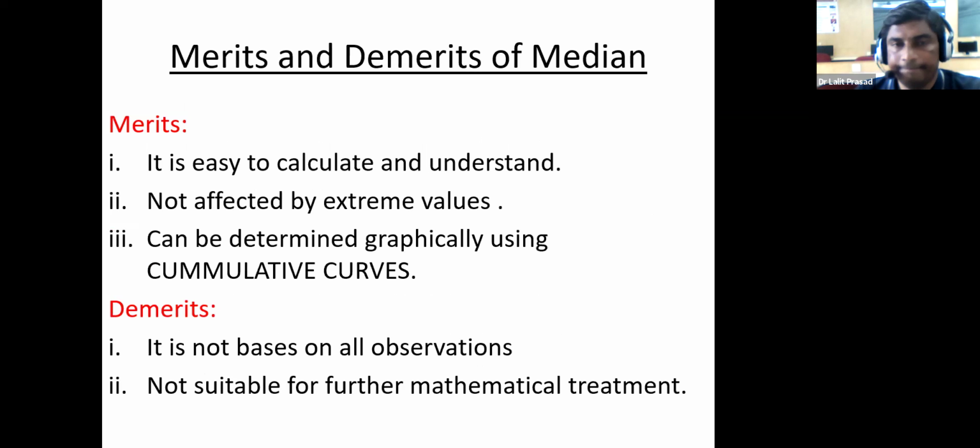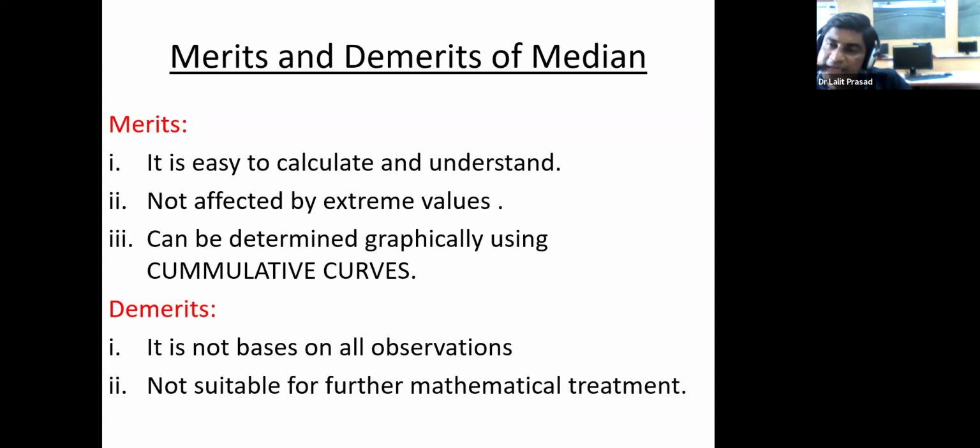Then median. It is easy to calculate and understand. You have to put the data in ascending or descending order and the middle number you will be able to calculate. Not affected by extreme values. Why is it saying not affected by extreme values?